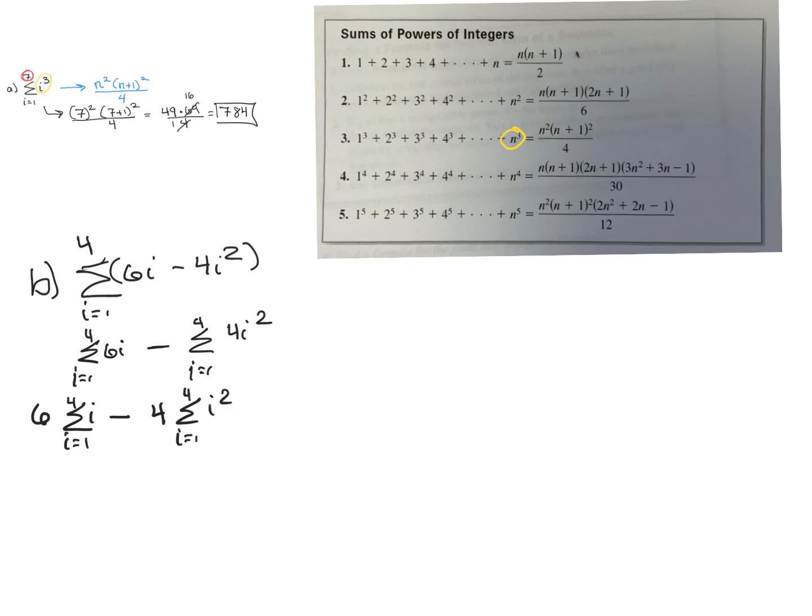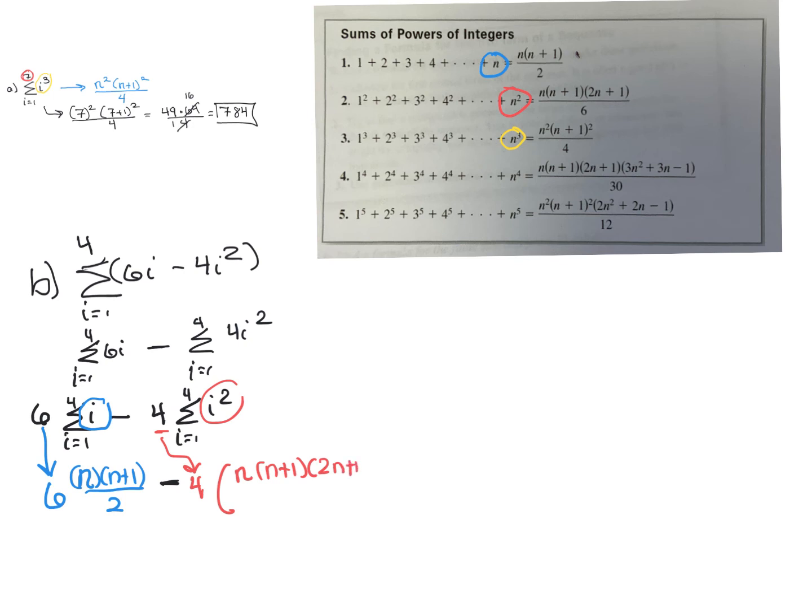Oops, forgot the i right there. So then that i right there is this n right here. So what I'm going to do is I'm going to replace it with its formula, n times n plus 1 over 2. Don't forget your 6 in the front. Minus the 4 in the front, 4. And this i squared is my n squared. So n times n plus 1 times 2n plus 1, all over 6.